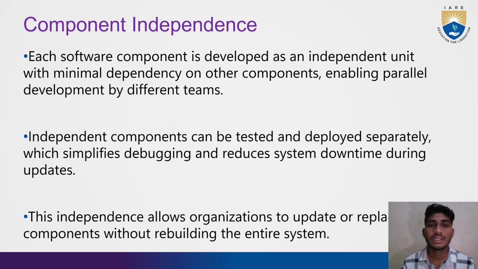Component independence. Component independence means each software component is developed as an independent unit with minimal dependency on other components, enabling parallel development by different teams. Which means, for example, there are so many components in a computer system, and the dependency of each component on the other components is minimal, so that improvements and changes in one component do not affect the other components, which allows parallel development by different teams.